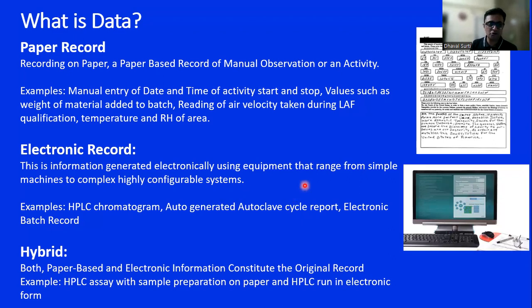There is one more called hybrid, where both paper and electronic information constitute the original record. For example, HPLC assay with sample preparation on paper and HPLC run in electronic form. Your sample preparation information will be on paper and your chromatogram will be electronic. So this is how it makes hybrid data.